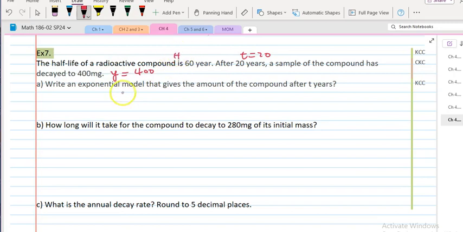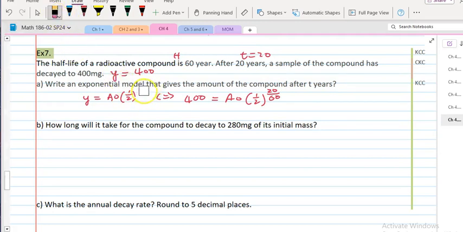And this is h. So we can use y equal to a0 times 1/2 to the power t over h to model it. And y is 400, so that means 400, and then a0 we don't know. And 1/2, we know the time. Time is 20, and over the half-life of 60. Oh no, this is not h. This is h, half-life.